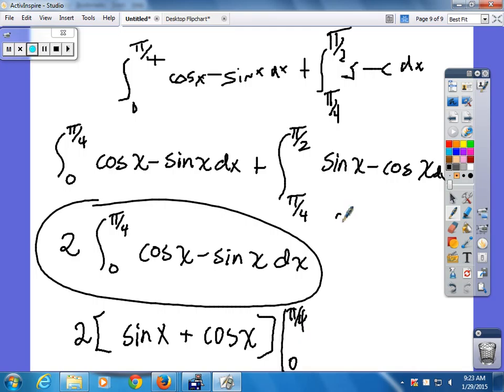So 2 brackets, sine of pi/4 plus cosine of pi/4, minus sine of 0 plus cosine of 0.